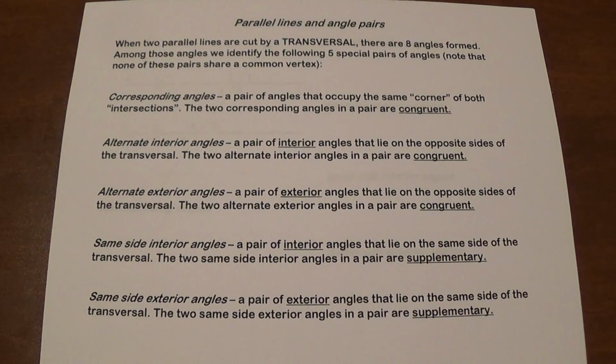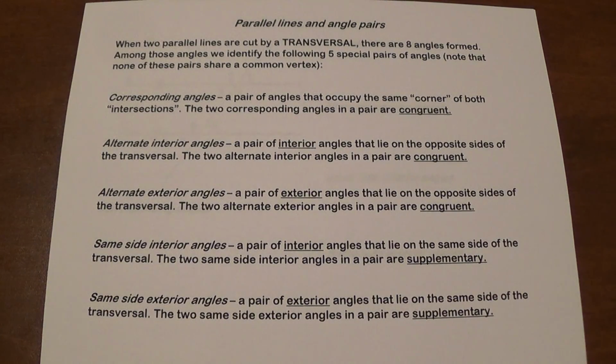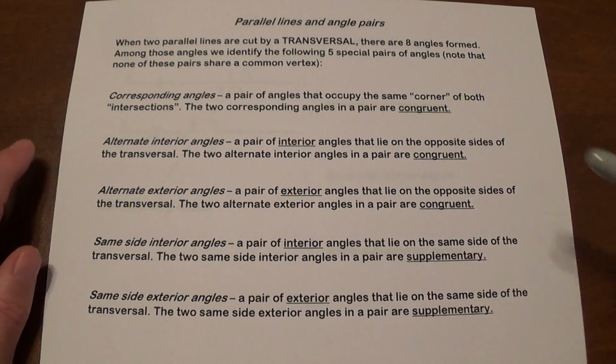Hi, this video is on parallel lines and angle pairs. So when we have two lines that are cut by a transversal, it's going to form 8 angles. And we recognize the 5 following pairs of angles. I'm not going to go through each one, I'm just going to point out what they are.